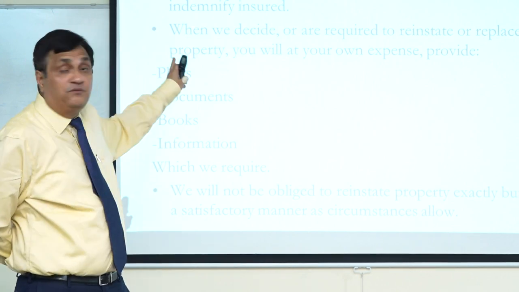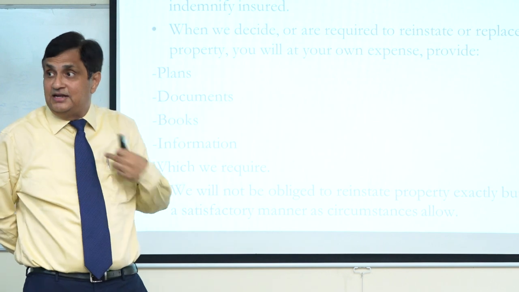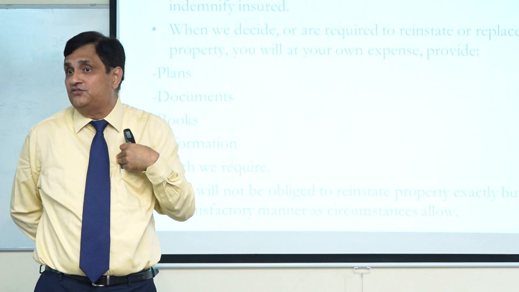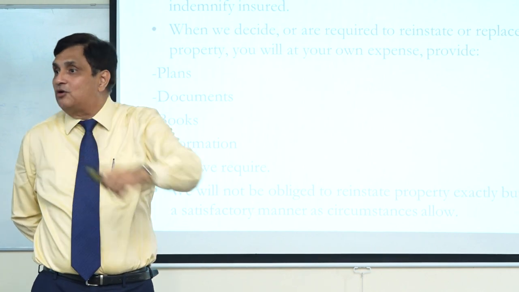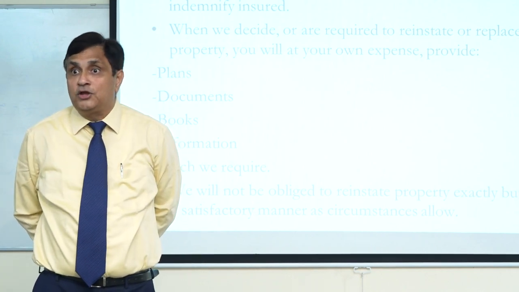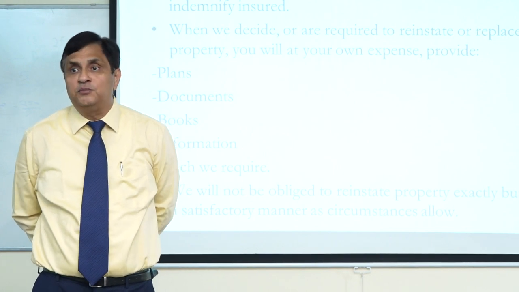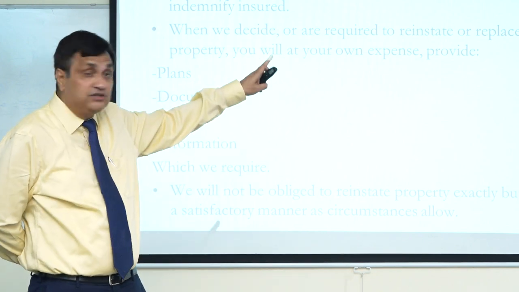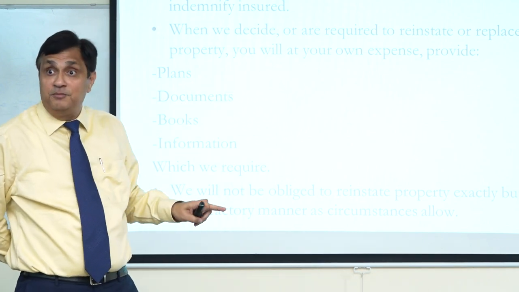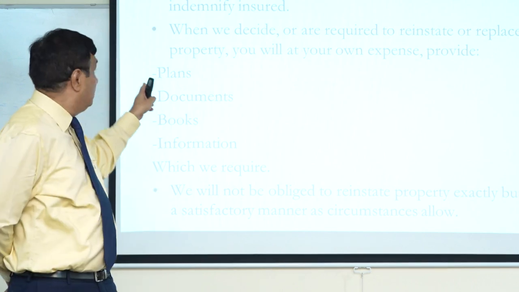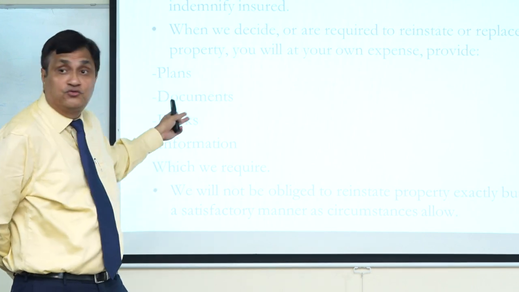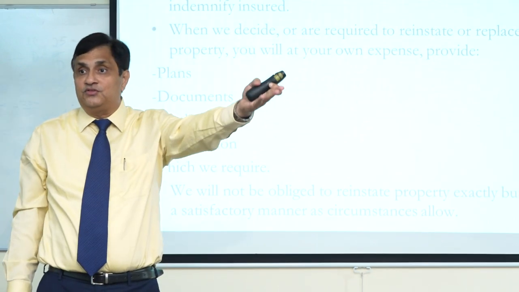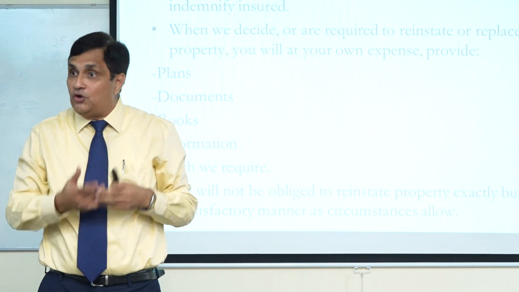As a last resort, they use this particular option. What do they say? Suppose I, as an insurance company, don't have a duty, I have a right. If I decide to use my right and reinstate your property, you can't tell me, okay, you are telling me you will reinstate, do it for me, I am not going to help you in any way. Because the conditions of the policy say you will have to provide me, at your cost, all the plans, documents, designs, books, information, because without that I can't do anything. If you don't give me the design and everything, how can I rebuild it for you? So you have to give it to me.